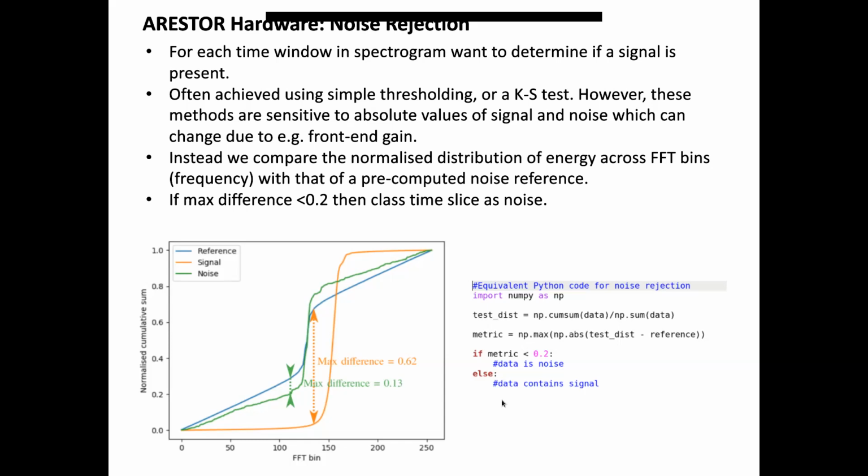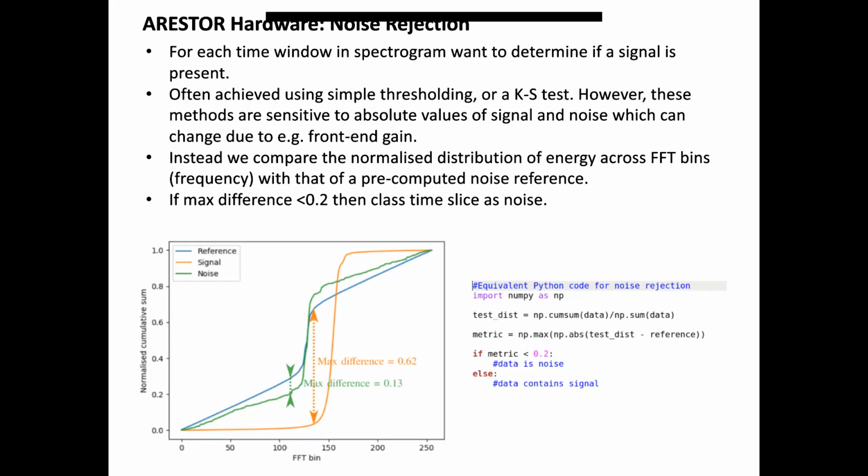So in the plot at the bottom, I'm plotting the normalized distribution of energy across each column of the spectrogram. In blue is the noise, or the expected output if it were just noise. In an ideal world, this would just be a straight line, but you can see that there's a steep section in the middle. And that steep section in the middle is due to some DC leakage through the channelizer.